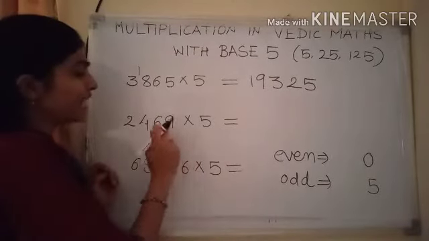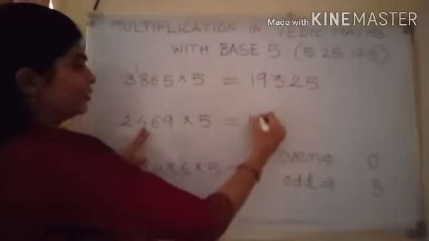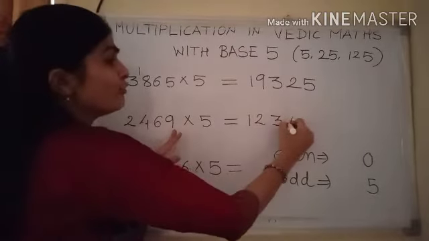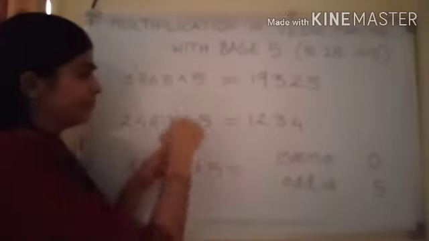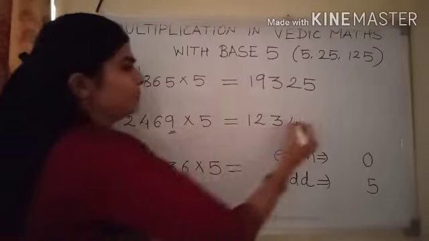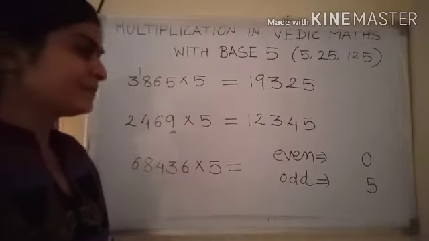Now just make it half. Half of this, 2 1s are 2, so 1, 2 2s are 4, 2 3s are 6, 2 4s are 8, but it is 9, so 1 is remainder because it is odd number. Write down 5 directly.